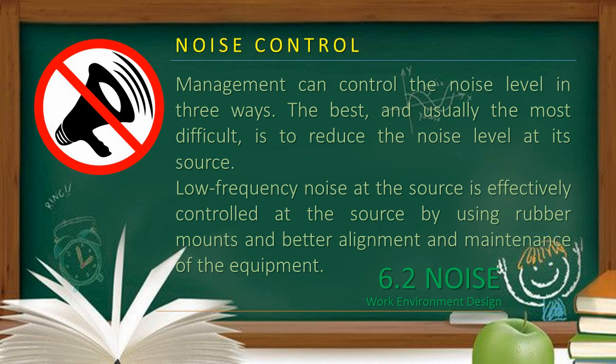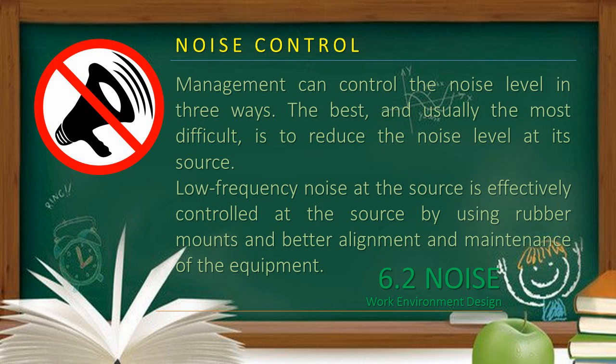Management can control the noise level in 3 ways. The best, and usually the most difficult, is to reduce the noise level at its source. However, it would be very difficult to redesign such equipment as pneumatic hammers, steam forging presses, board drop hammers, and woodworking planers and joiners so that the efficiency of the equipment would be maintained while the noise level was being brought into a tolerable range.